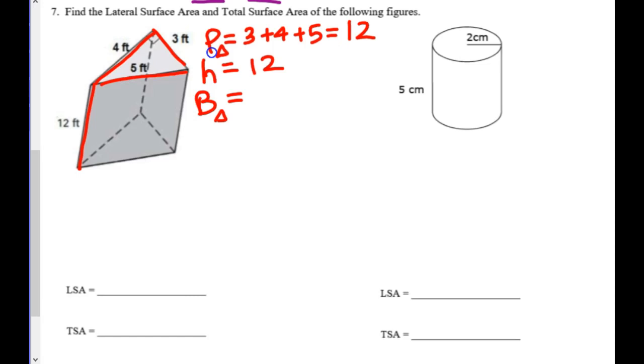If I have a right triangle for my base, I got a base of 3, I got a height of 4, and I have to divide by 2 because it's a triangle. So 3 times 4 divided by 2. What's 3 times 4? 12. Divided by 2, 6. Okay? So I have everything I need now. I have a perimeter, I have a height, and I have a base. So now let's plug it into our formulas.